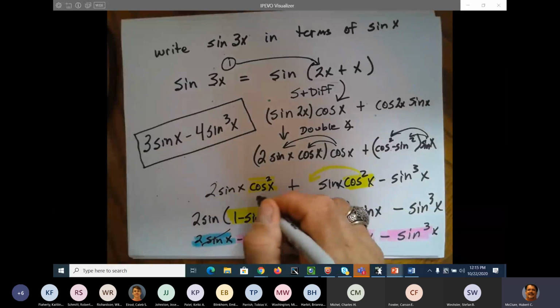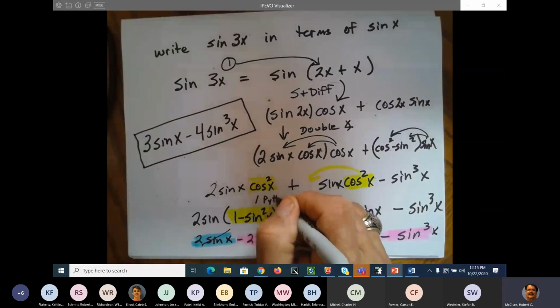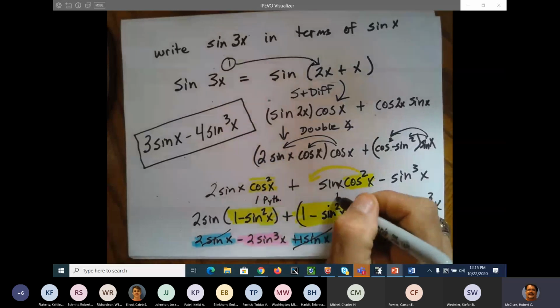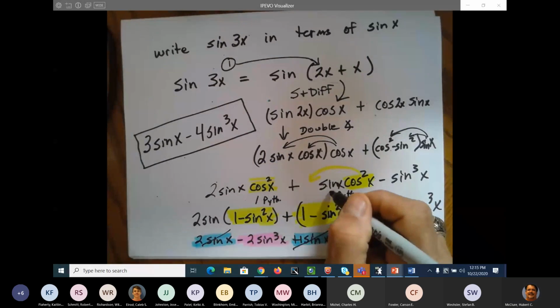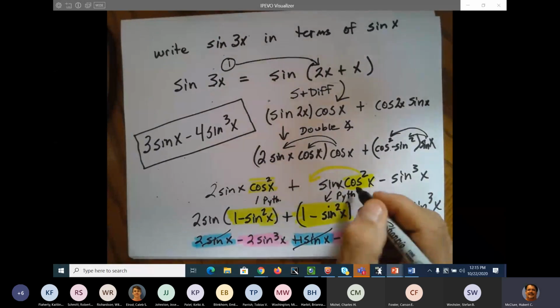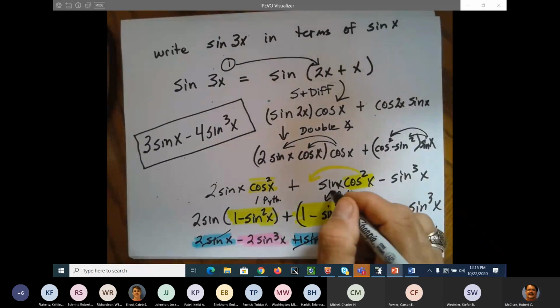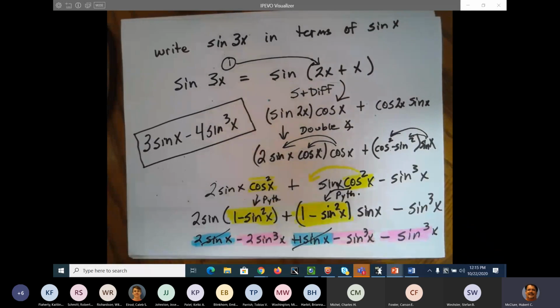Oh, and you're using your Pythagorean identities right here. Pythagorean. Oops, cosine squared, sorry. And cosine squared. So this one has everything in it.